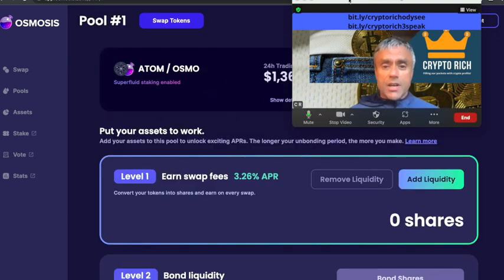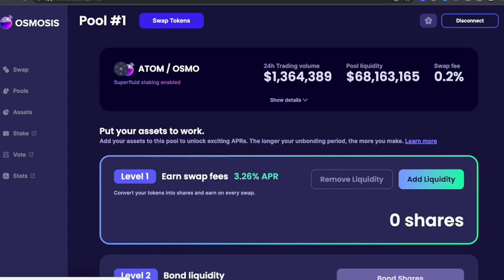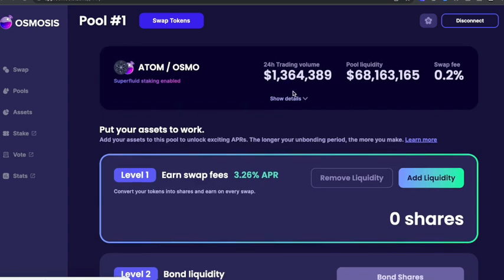Click on that. Let me just hide myself. Here you can see it's had a trading volume of 1.3 million in the last 24 hours. It has 68.1 million liquidity. There's a swap fee of 0.2%. The 0.2% swap fee goes to the pool, to the people that have their coins in the pool, and it's shared out between them. Let's click on this.